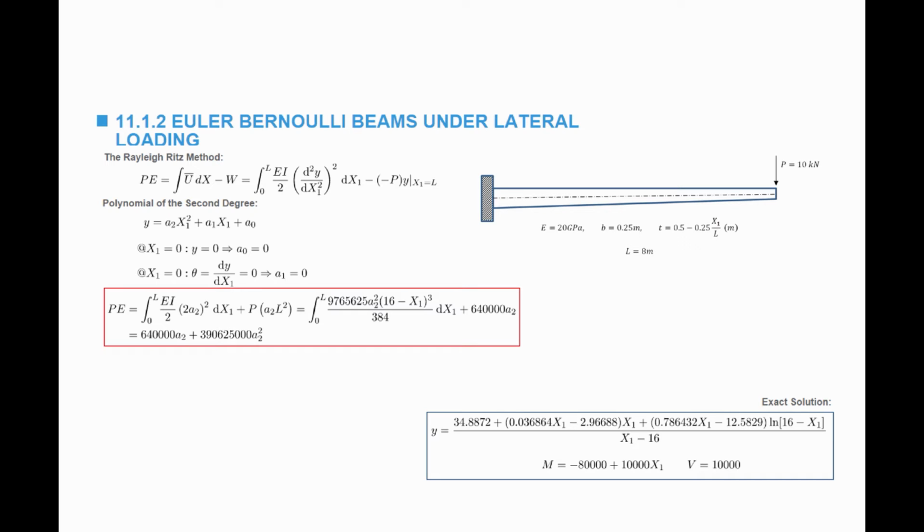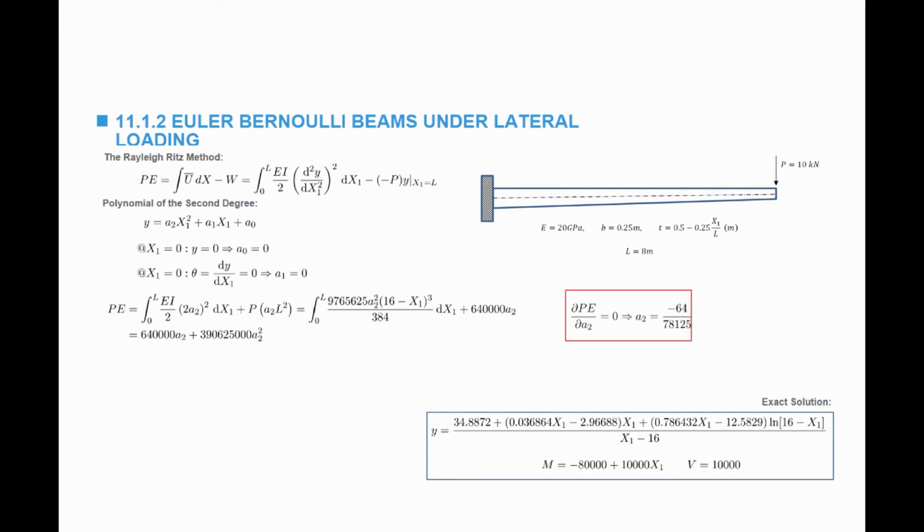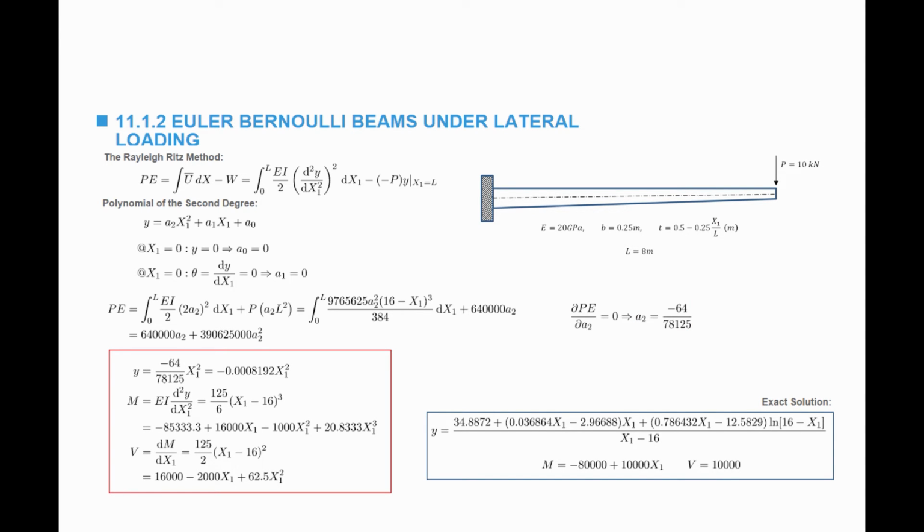And so when we substitute for I and for all the remaining variables except a2, we end up with this equation for the potential energy of the system. And so to find the value of a2 that would minimize the potential energy, we take the derivative of the potential energy with respect to a2 and equate it to 0, and we get the value that a2 is equal to this number, from which we get the approximate solution. Y is equal to this number.